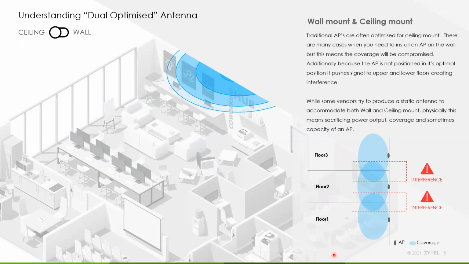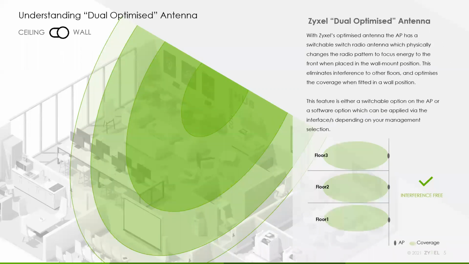So with our dual optimized antenna devices, we have two sets of antennas built into the access point, one designed for your traditional ceiling mount and one that's designed and optimized for being mounted on a wall. You can go into our software and choose which antenna pattern you want to use based on where you've mounted that access point. So if you're mounting some access points on the wall, you switch them over to using the wall optimized antennas, and you will get a more ideal coverage pattern based on where you've installed those access points.